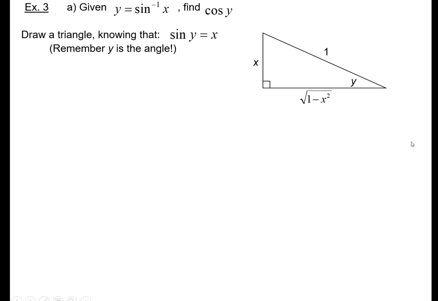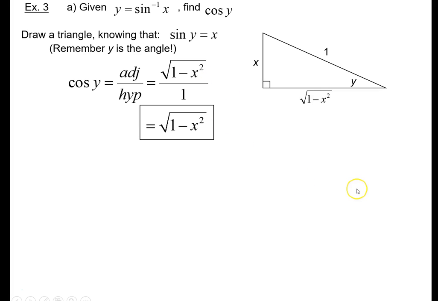So what was my question? My question was, find the cosine of angle y. Well, now I have my triangle labeled. So to get the cosine of angle y, SOHCAHTOA, cosine would be the adjacent over the hypotenuse. And so that would give me the radical over 1. So my final answer is just the square root of 1 minus x squared.